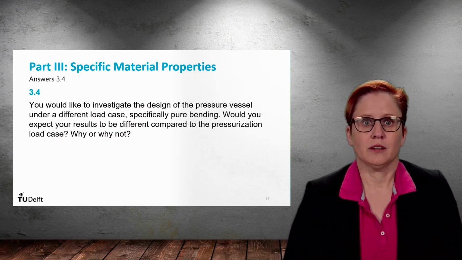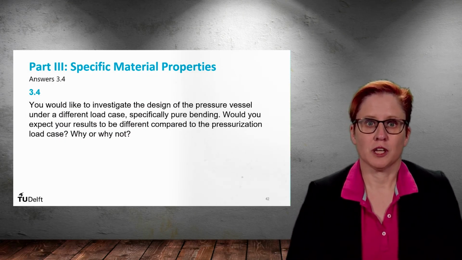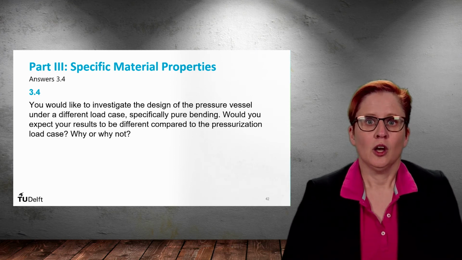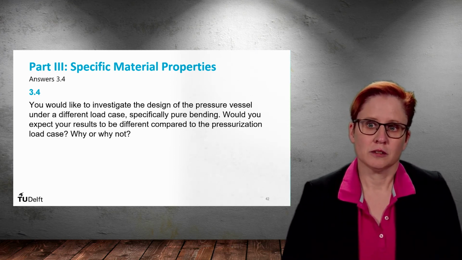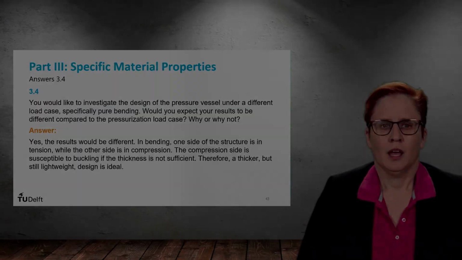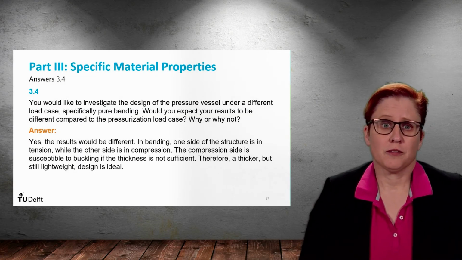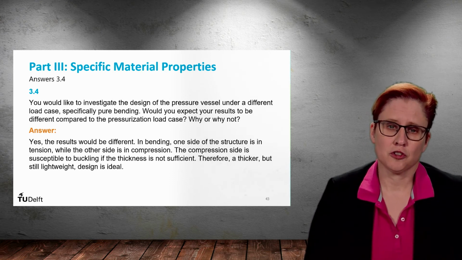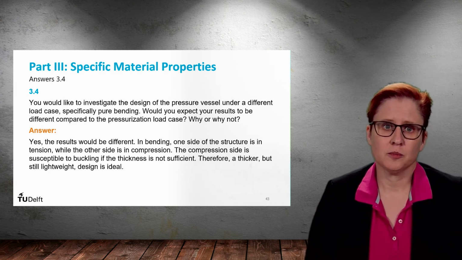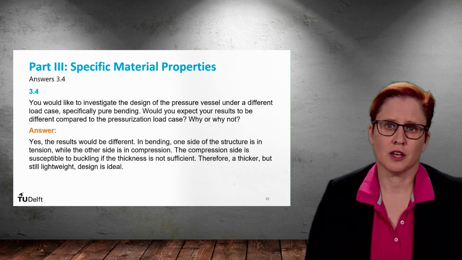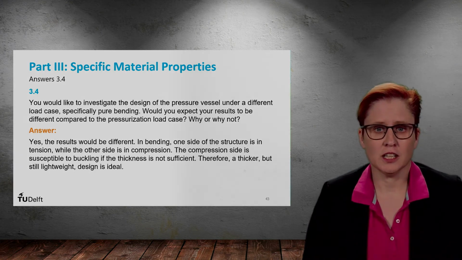You would like to investigate the design of a pressure vessel under a different load case, specifically pure bending. Would you expect your result to be different compared to the pressurization load case? Why or why not? Well, yes, in short, the results would be different. In bending, one side of the structure is in tension, while the other side is in compression. The compression side is susceptible to buckling if the thickness is not sufficient. Therefore, a thicker but still lightweight design is ideal.